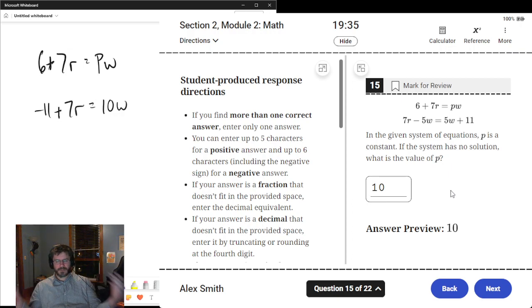Yeah, you treat it like x and y. 7r, 10w, yeah.